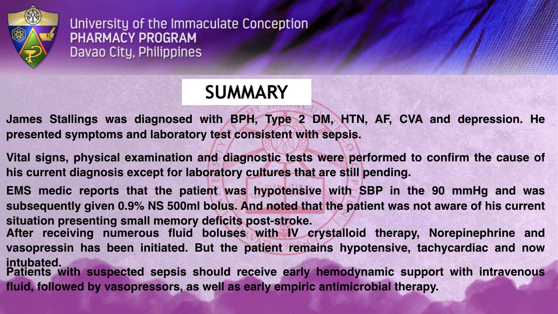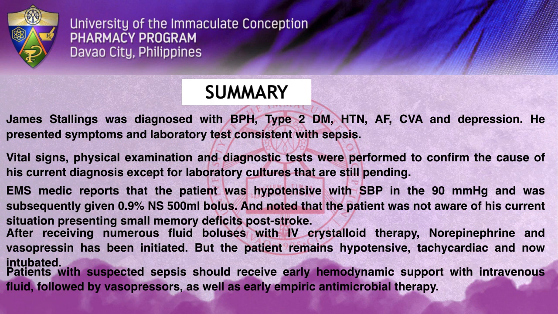The summary of our case. The patient's name is James Stallings, who was diagnosed with BPH, type 2 DM, hypertension, atrial fibrillation, cerebral vascular accident, and depression. He presented symptoms and laboratory tests consistent with sepsis. Vital signs, physical examination, and diagnostic tests were performed to confirm the cause of his current diagnosis, except for laboratory cultures that are still pending.